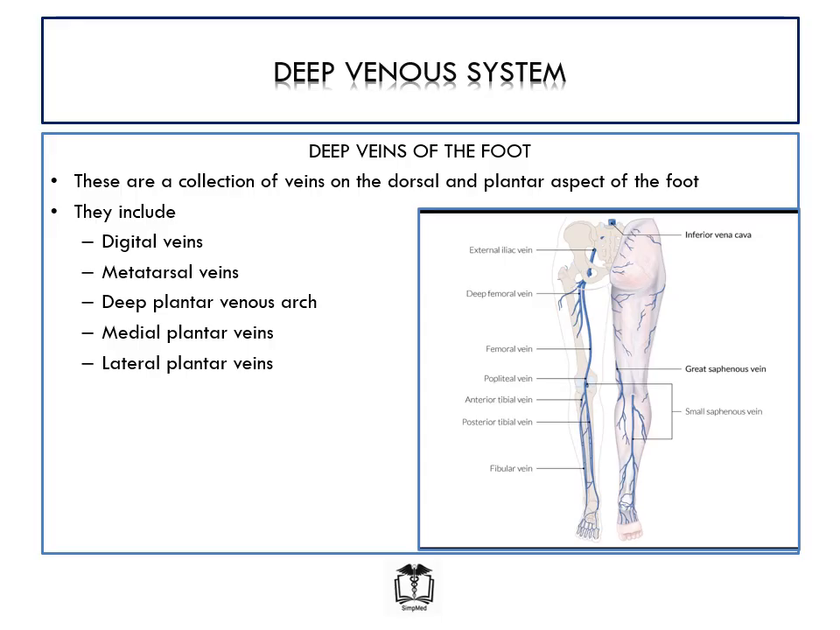Let's talk about the deep veins of the foot, starting with the veins found within the dorsal and plantar aspects of the foot. We have a number of veins that unite, eventually forming the anterior and posterior tibial veins. We have the digital veins and the metatarsal veins, which are veins of the toes. Then we have the deep plantar venous arc and the medial and lateral plantar veins. These give rise to the posterior tibial vein. Each of these veins is found in the foot, and they are involved in draining deoxygenated blood from the foot all the way up to the leg.